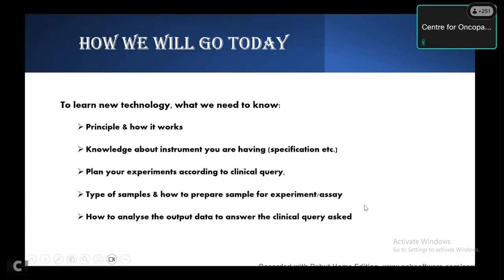Now it's clear. So I was talking about the clinical query. What clinical query are you going to answer with your assay? Then what type of sample are you going to have, and how are you going to prepare your sample for that particular experiment or assay, and how are you going to deal with your sample, and how are you going to collect the data which will answer your clinical query? And is there anything further you can do with that same sample, to answer about prognostication and other things?